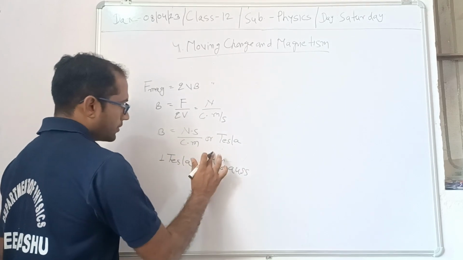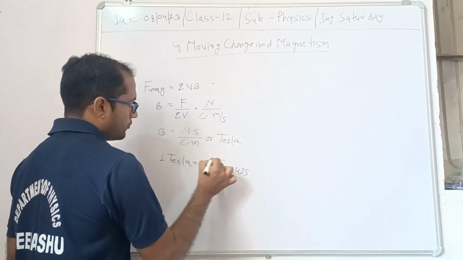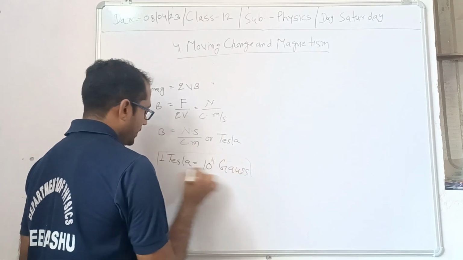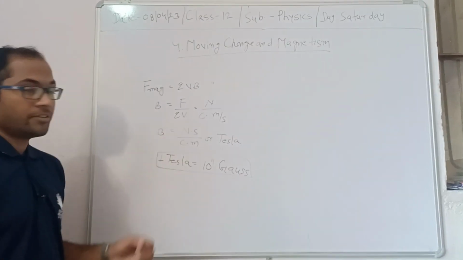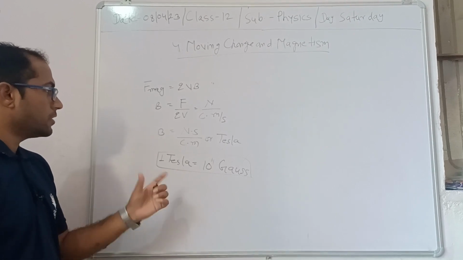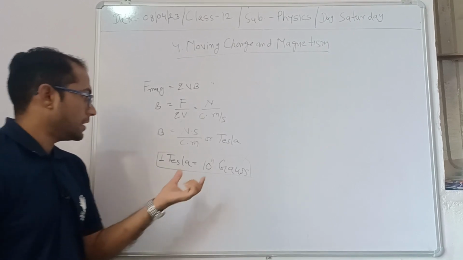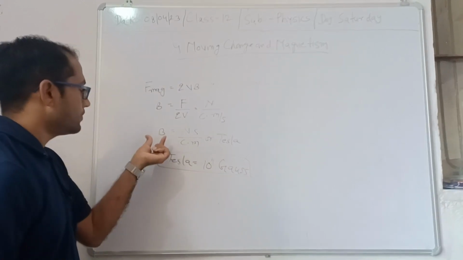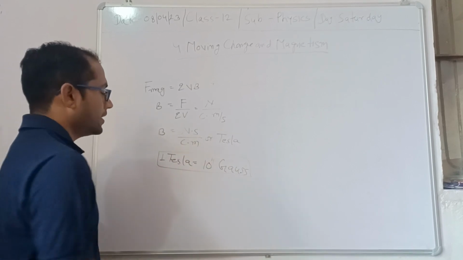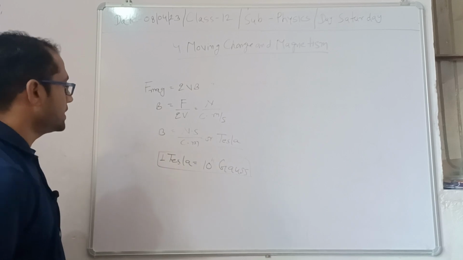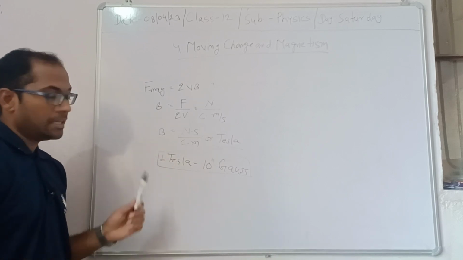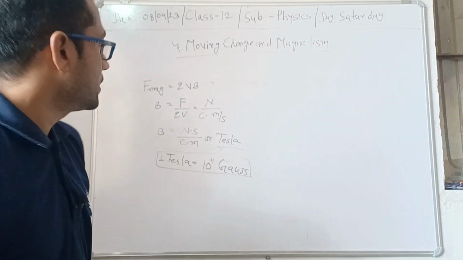So 1 Tesla is equal to 10 to the power 4 Gauss, because Tesla is a very big value. So in small calculations the unit we use is Gauss. Gauss is also a magnetic field unit, but 1 Tesla is the SI unit. So this is the discussion of the units of the magnetic field.